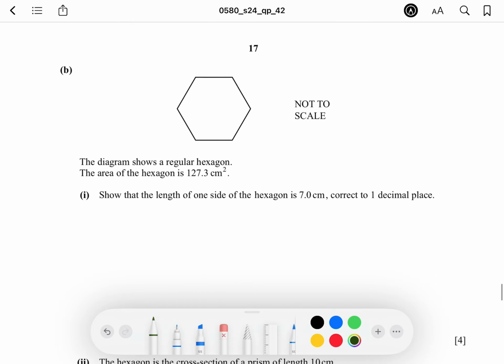Okay. The diagram shows a regular hexagon. The fact that it says regular means all of these sides are equal. The area of the hexagon is 127.3. Show that the length of one side of the hexagon is 7.0 cm, correct to 1 decimal place. The area of the hexagon, a favorite question.